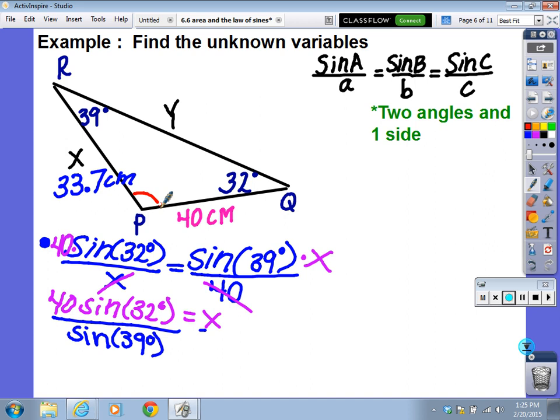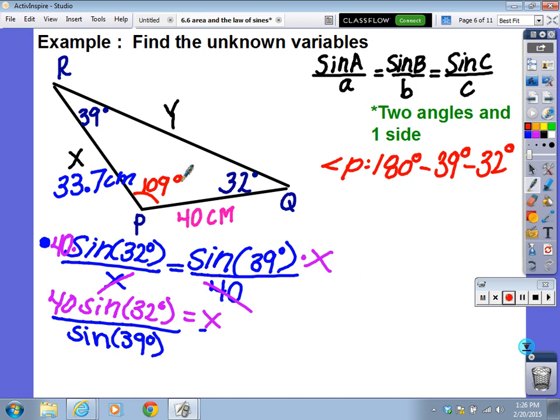So will this one be hard to find? No, so this angle, angle P, is going to be 180 degrees minus 39 degrees minus 32 degrees. What's angle P? 109. Was it 109 exactly? Yeah. 109 degrees. Okay, awesome.